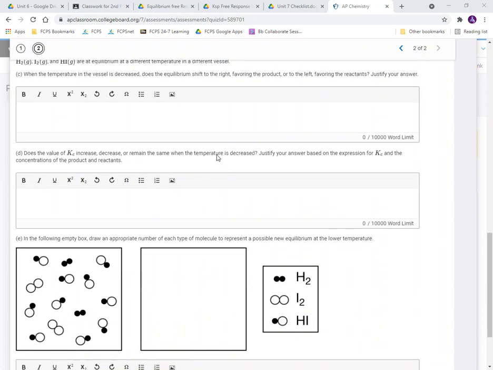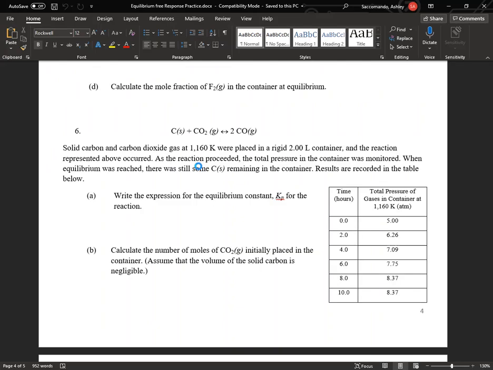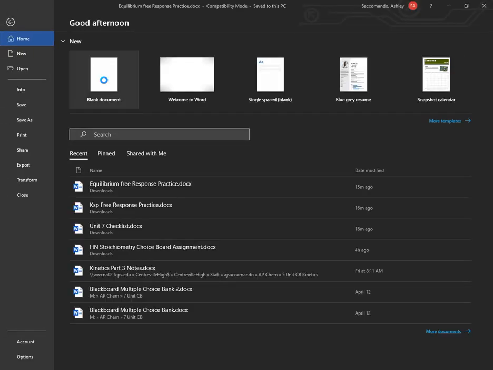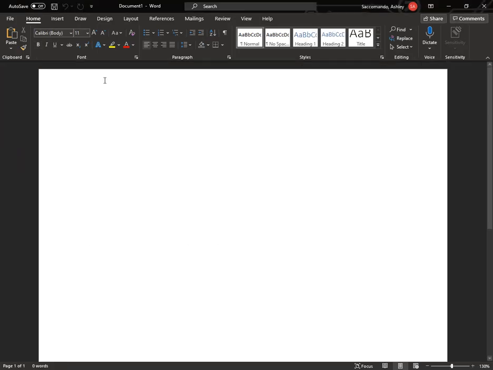So temperature is decreased then. That means you're removing heat. So you're removing from the product side. Which way does it shift? Does it shift towards the reactants or towards the products? So it's going to shift towards the products, right? And when we shift towards the products, here, let me pull up a blank one so I can show you basically what's going on here.